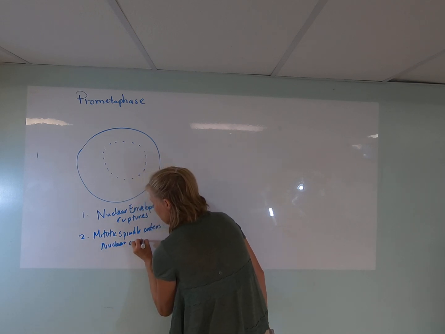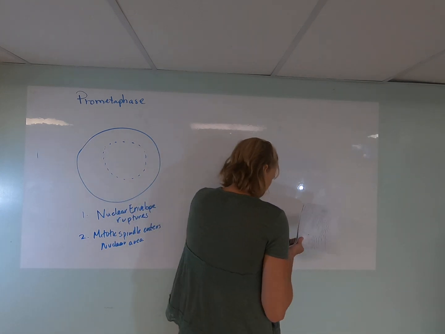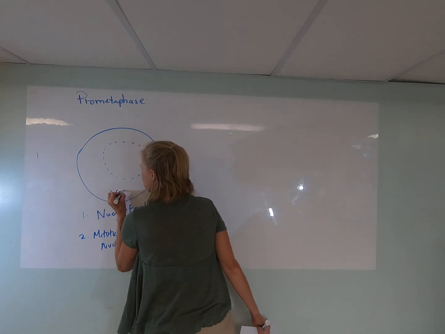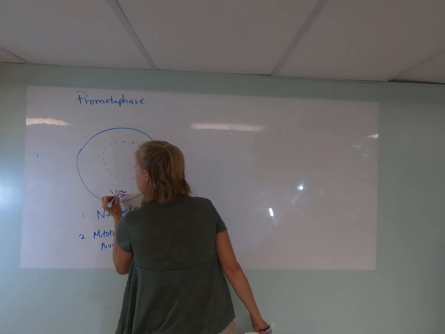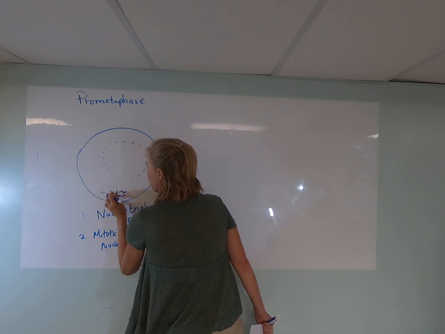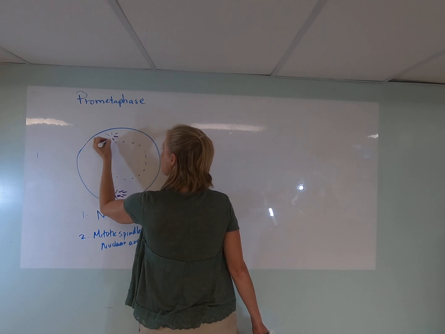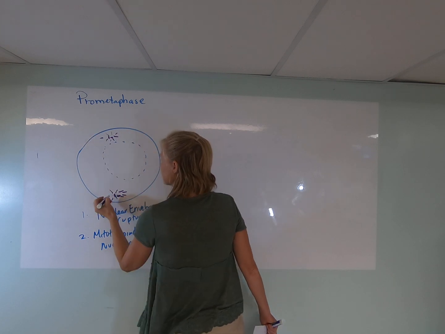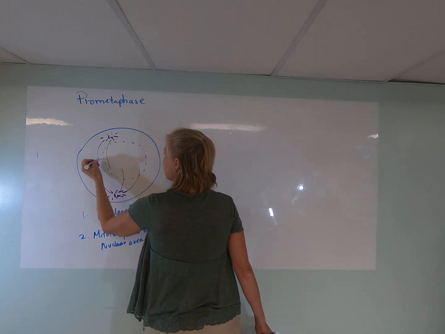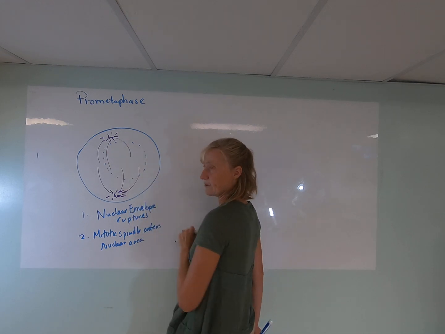So I'm going to draw that in, maybe with a different color marker if I can keep track of all my markers. What happens is the centrosomes start migrating to opposite poles of the cell, and their spindle fibers are growing and extending inward into the nuclear area.